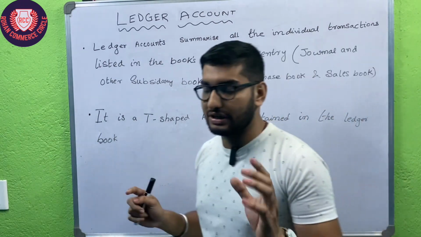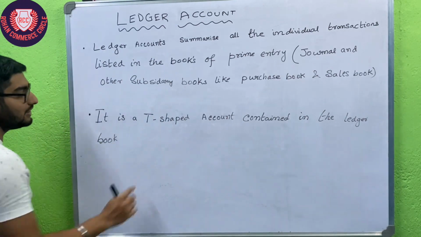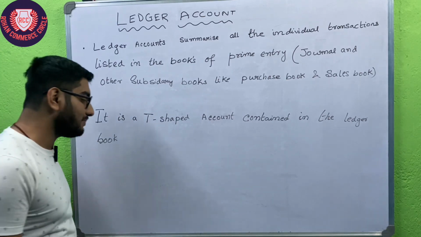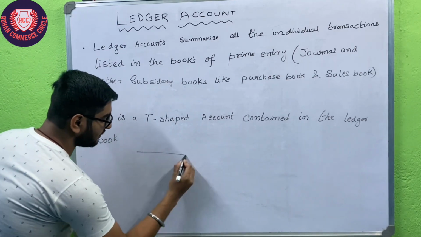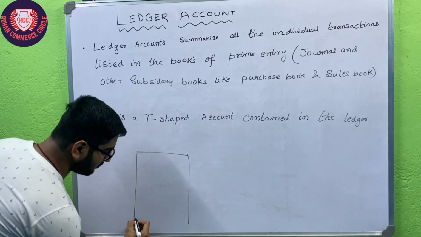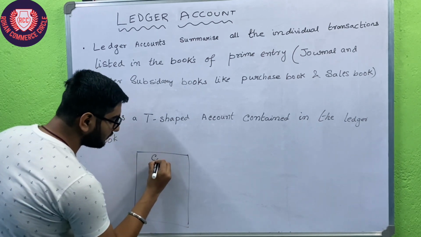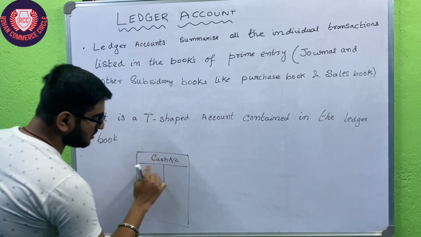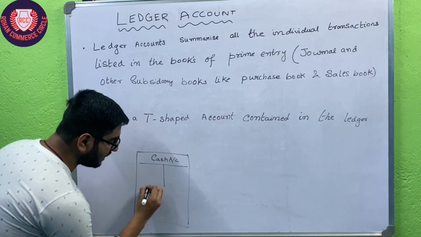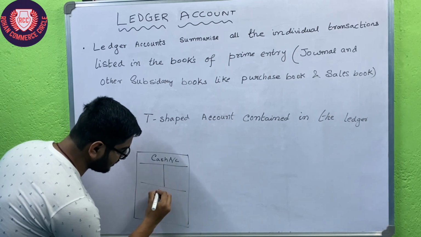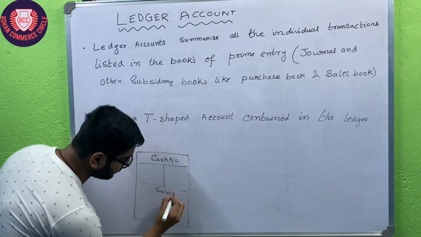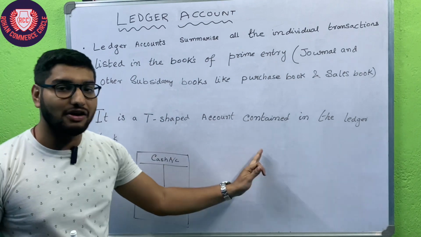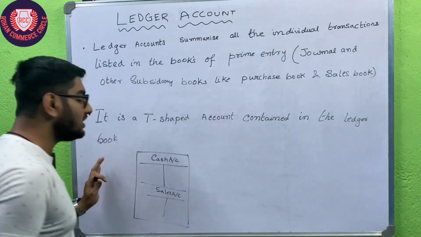Basically the ledger accounts look T-shaped. So that's why it is a T-shaped account contained in the ledger book. Suppose we are making two accounts, right? One, maybe I am saying, is the cash account. This looks like this, and the next one is, suppose, the sales account. That will also look like a T, right? So that's why it's a T-shaped account contained in the ledger book.